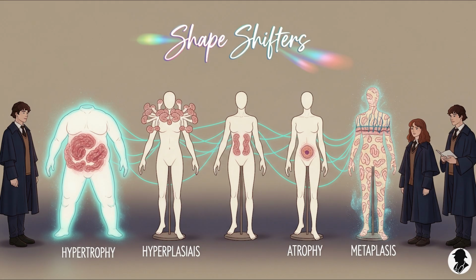Can you give an example? The classic one is in the airways of smokers. The normal lining is a delicate pseudostratified ciliated columnar epithelium, great for trapping gunk and sweeping it out with cilia. But cigarette smoke is harsh. Right. So under that chronic irritation, the stem cells switch production. They start making a tougher, more resistant stratified squamous epithelium, like you have on your skin.